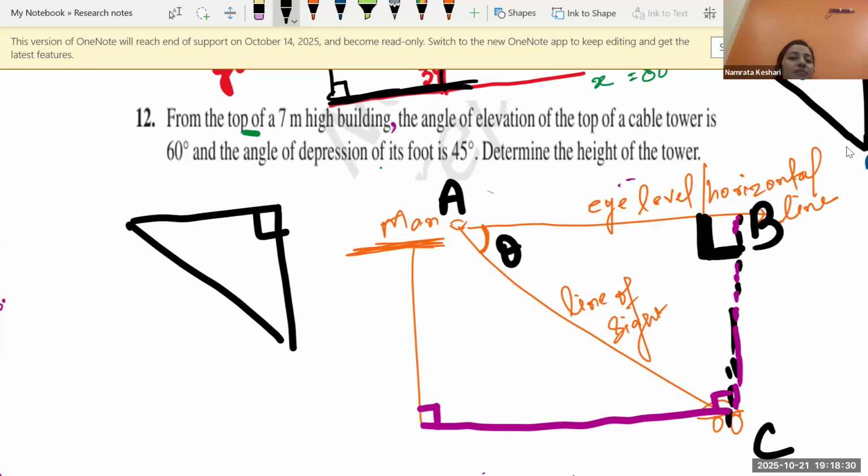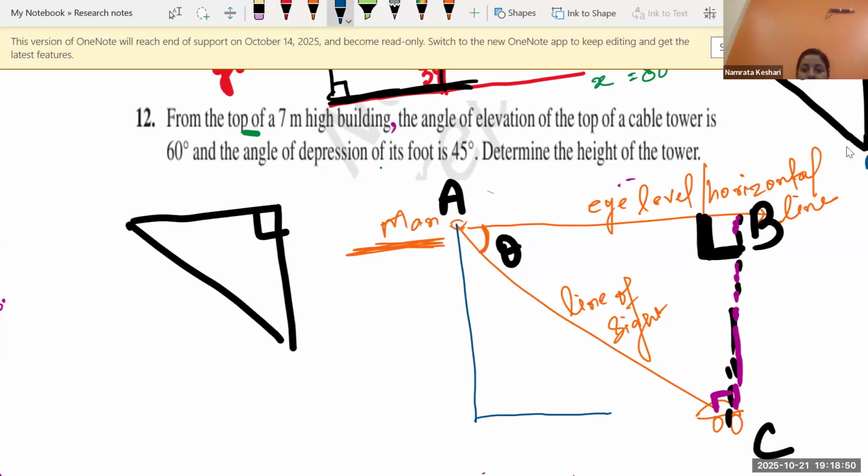But we are not that comfortable with the upside down triangle like this. That's why, just for our convenience, even while dealing with angle of depression, rather than taking triangle ABC, we take ADC, by saying that if that is theta, this will also be theta due to alternate interior angles.